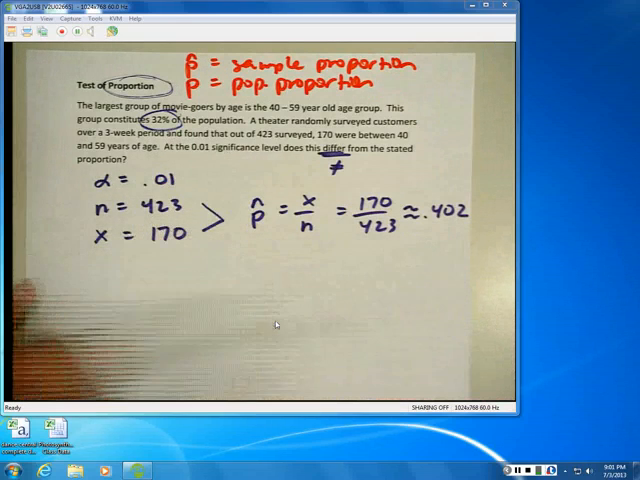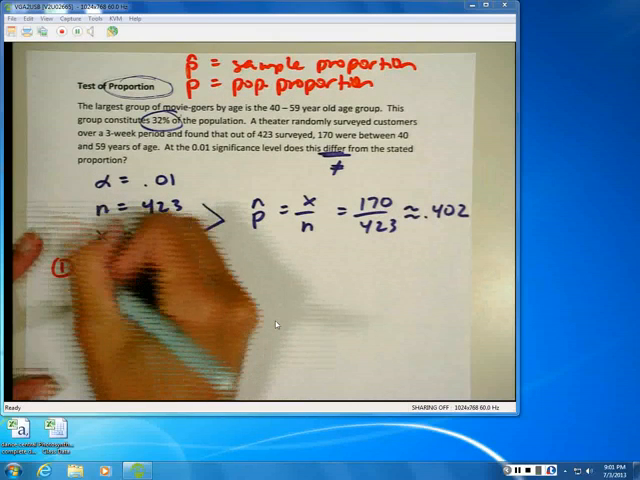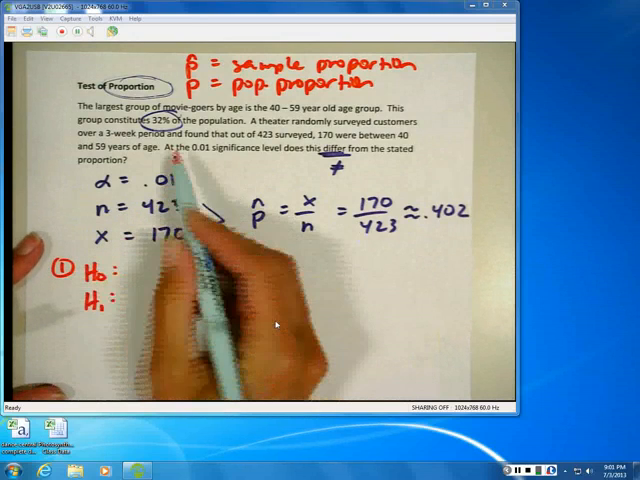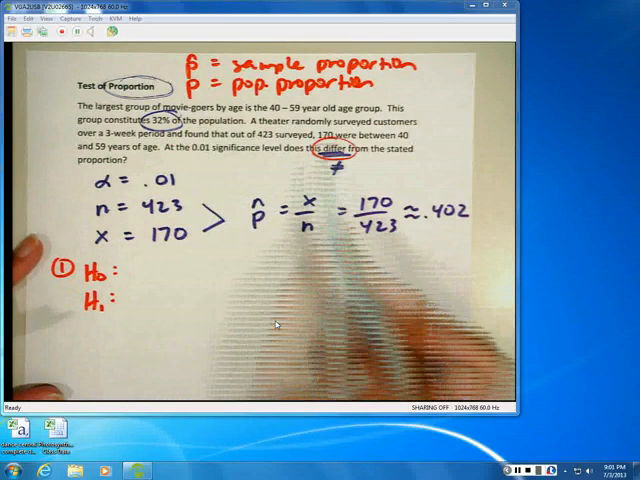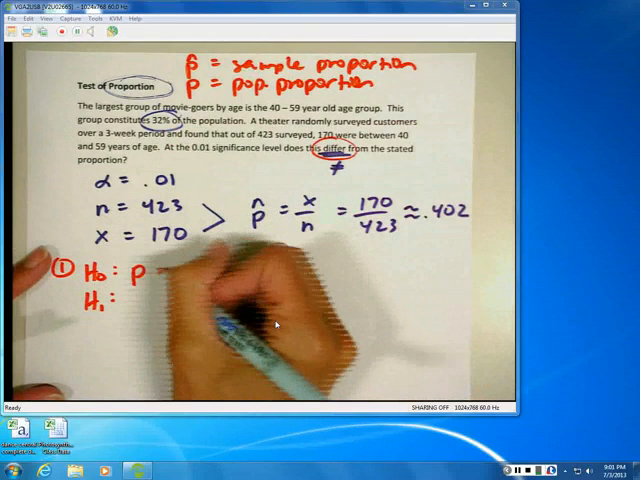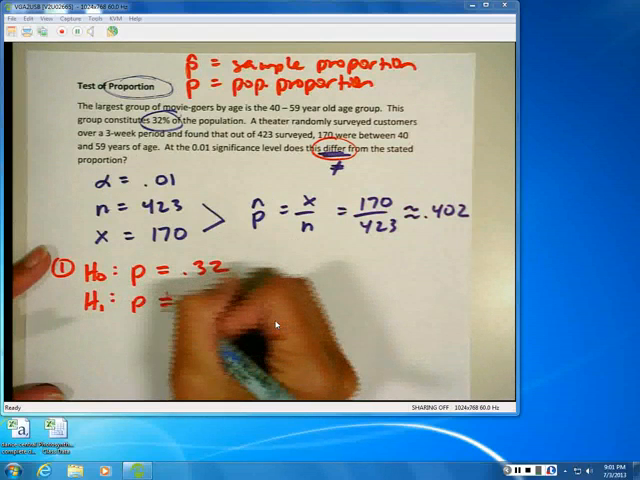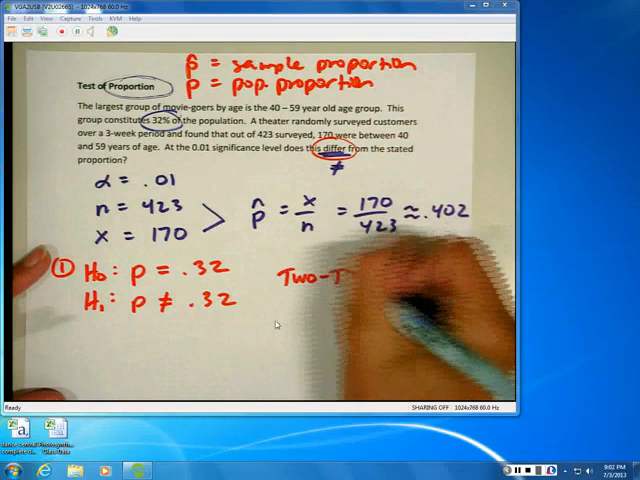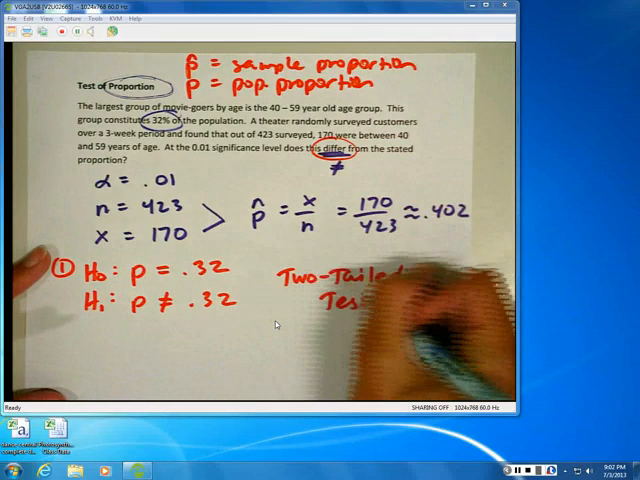Okay, we need some hypotheses. So step number 1, hypotheses. Null hypothesis. Well, let's see. We didn't say we think it's more than or less than. We just wanted to know if it differed. So my proportion is either equal to 0.32 or it's not equal to 0.32. This is a two-tailed test.